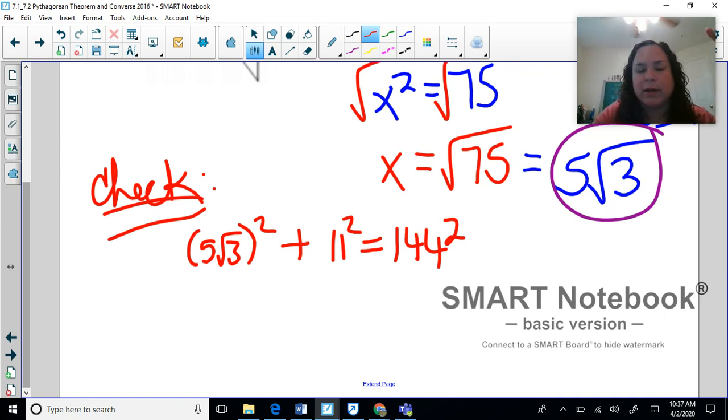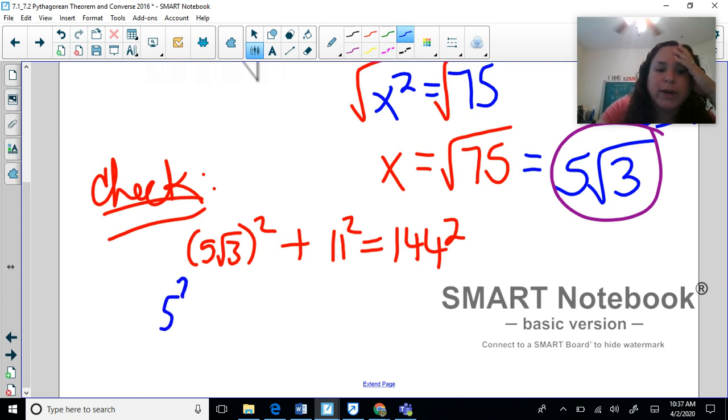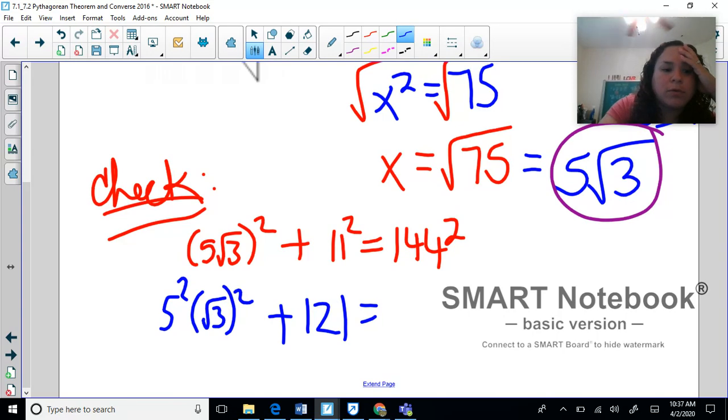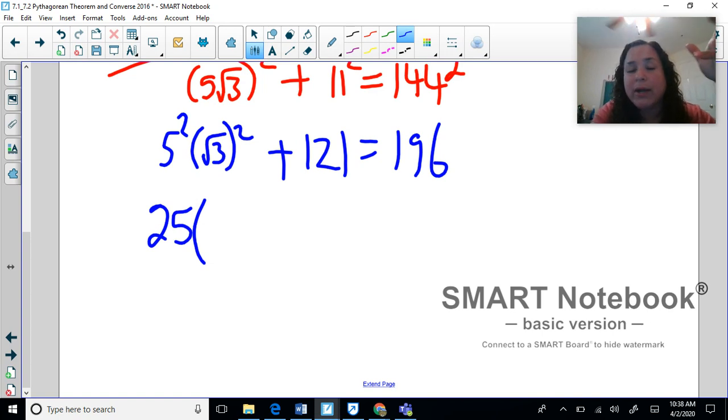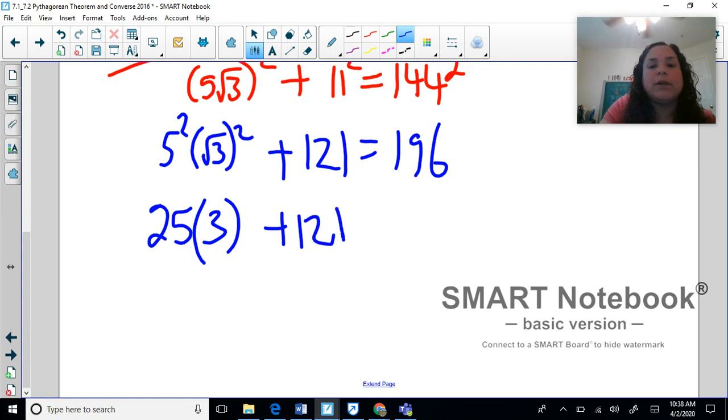So then simplifying the left side, this 5 square root of 3 squared is going to be the part where some of you might think, well, how do you do that? So the way that you do it is it means that you're multiplying 5 squared times square root of 3 squared. Okay, now over here, we're still going to have 121 equals 196, okay, from before. And over here, we're going to go ahead and square 5. 5 squared gives us 25. And if we apply that little trick, the square root of 3 squared is just going to give us 3, plus 121 equals 196.